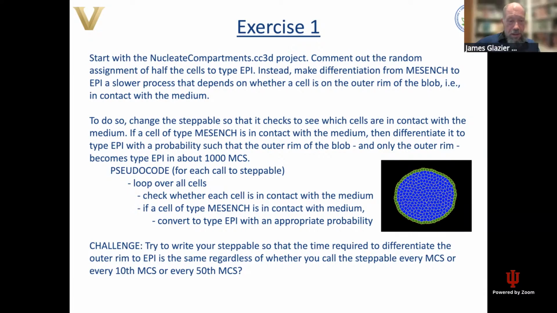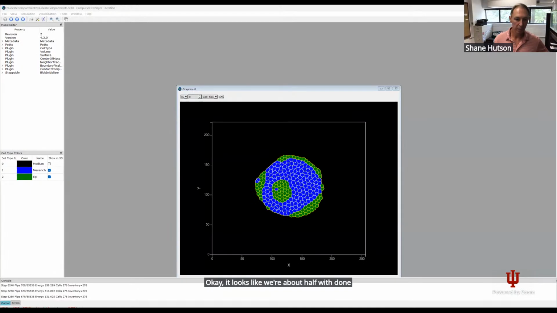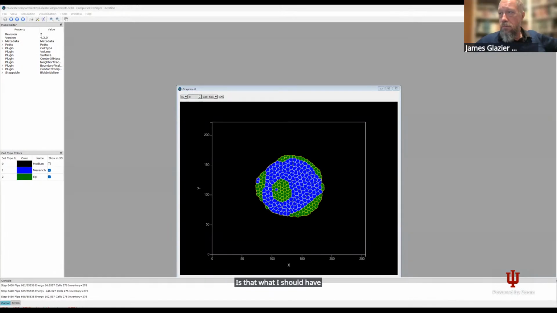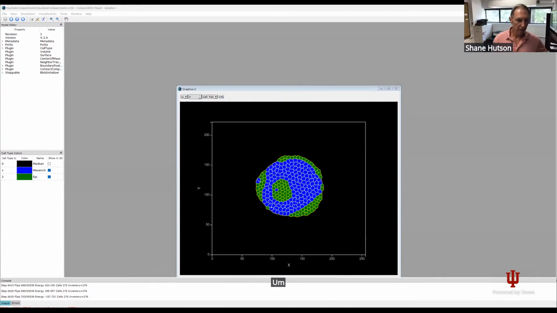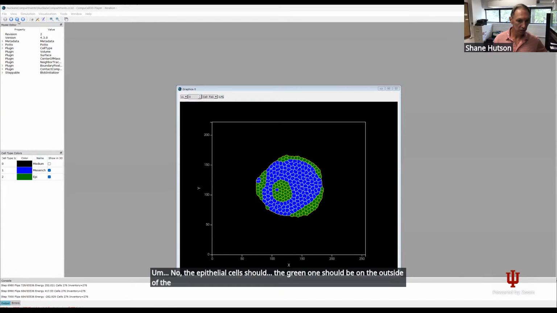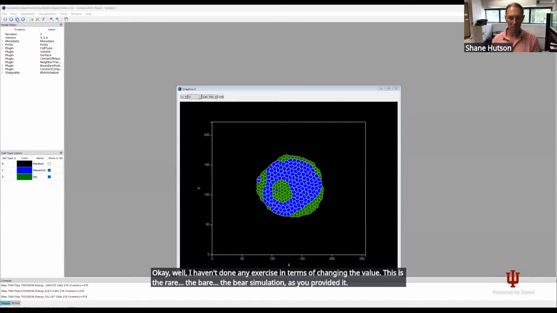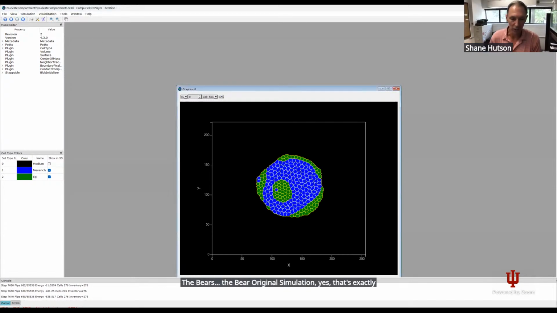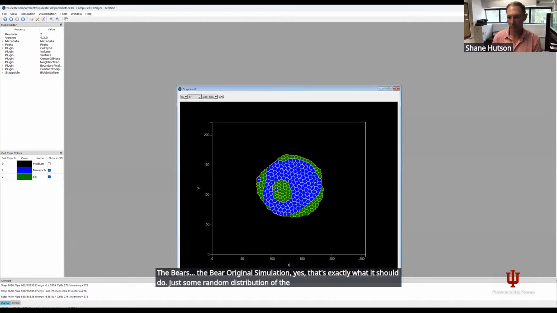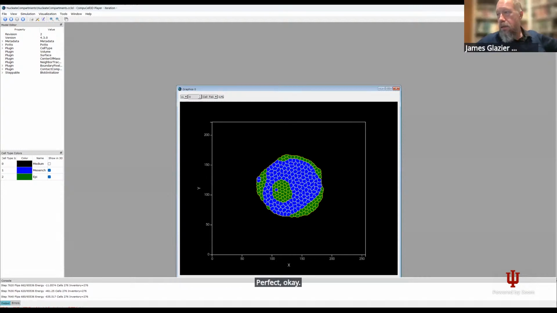I'm going to try to see if I can get it to run myself. It runs. Okay, good. Maybe I should screen share and see if what I have is what you're expecting, Shane. Is that what I should have? No, the epithelial cells, the green one, should be on the outside of the patch. Okay, well, I haven't done any exercise in terms of changing the value. This is the bare simulation as you provided. The bare original simulation, yes, that's exactly what it should do. Just some random distribution of the two cell types. Perfect.